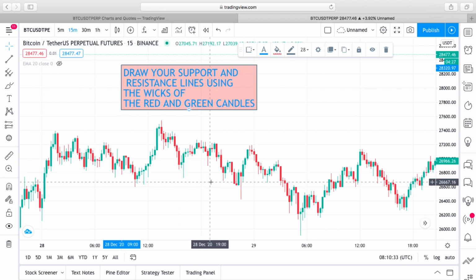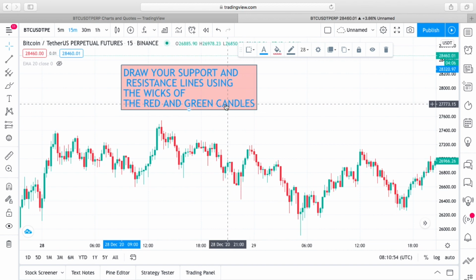So now let's say this is a chart now. I just came into the market and this is what is showing on my screen. And how can I, because this candlestick is definitely going to play out, so how can I now draw a support and a resistance line? Very, very important. So now I have to draw my support and resistance line using the wicks of the red and green candles. Remember, draw your support and resistance line using the wicks of the red and green candles.